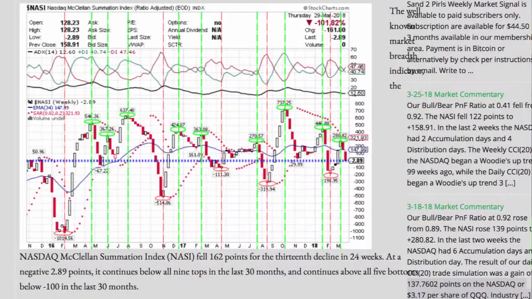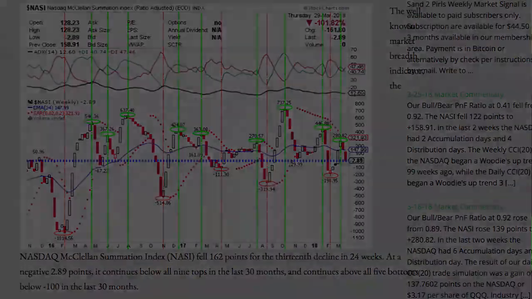The well-known market breadth indicator, the Nasdaq McClellan Summation Index, fell 162 points for the 13th decline in 24 weeks. At a negative 2.89 points, it continues below all 9 tops in the last 30 months and continues above all 5 bottoms below minus 100 in the last 30 months.